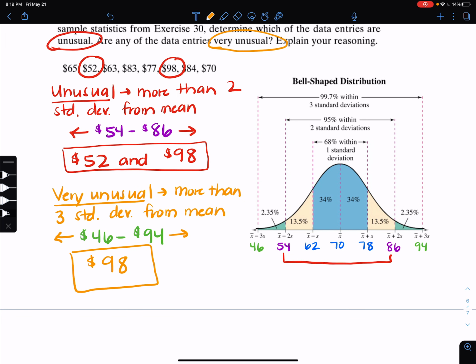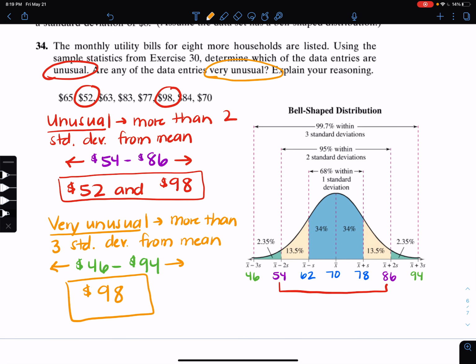Okay, so you're going to be looking at examples with the empirical rule, both looking at specific intervals of data and applying those percentages, so 68, 95, 99.7, and then using those 3 intervals to determine if data values are unusual or very unusual.